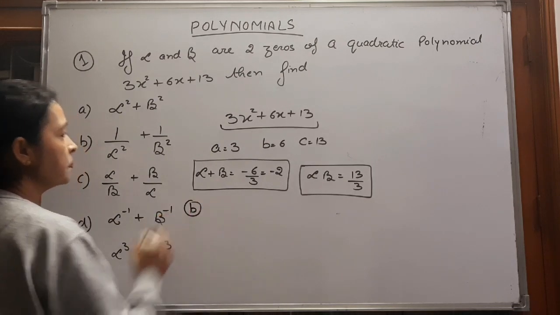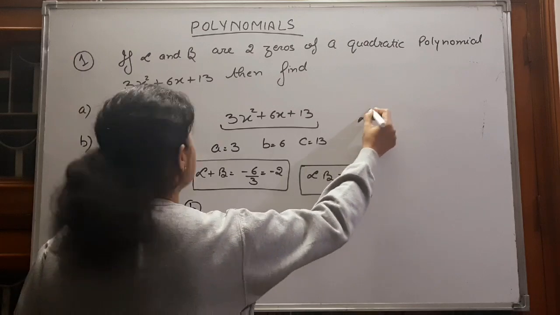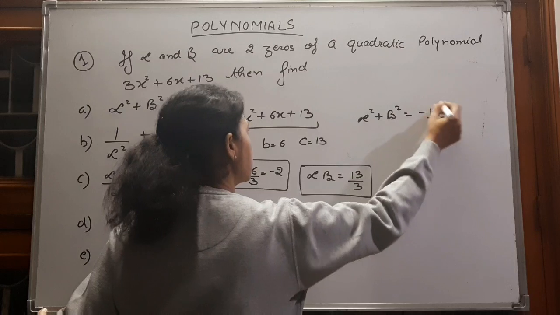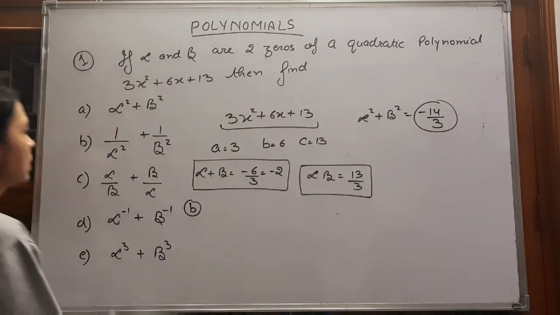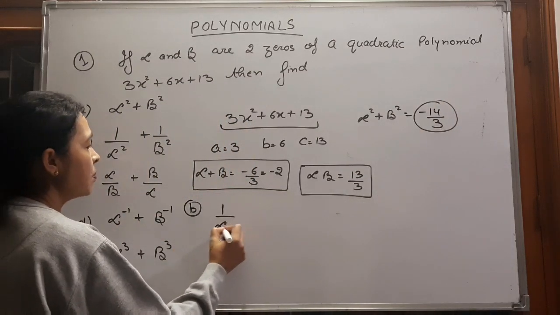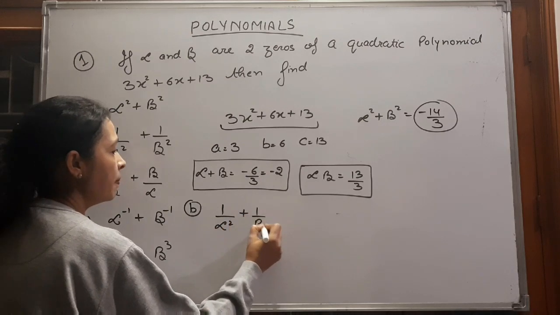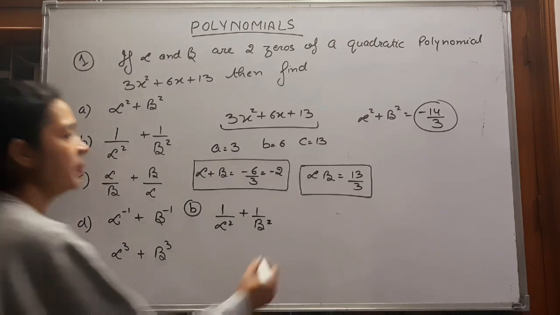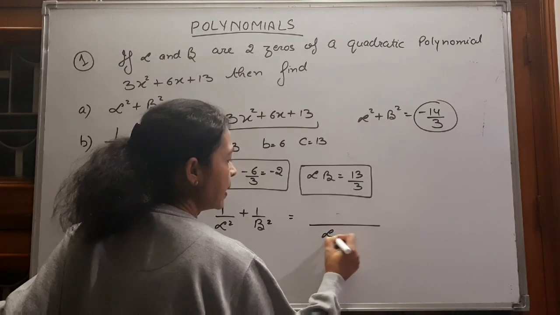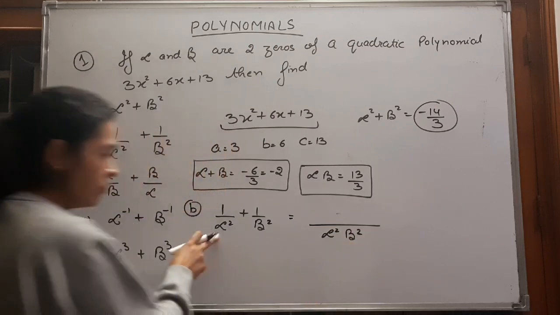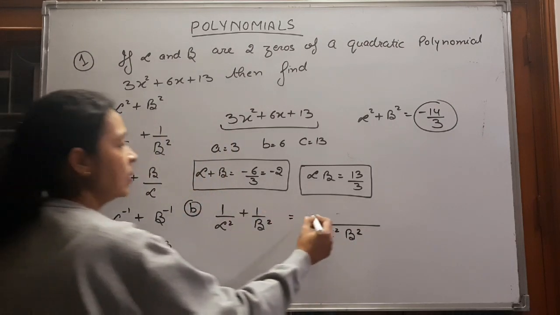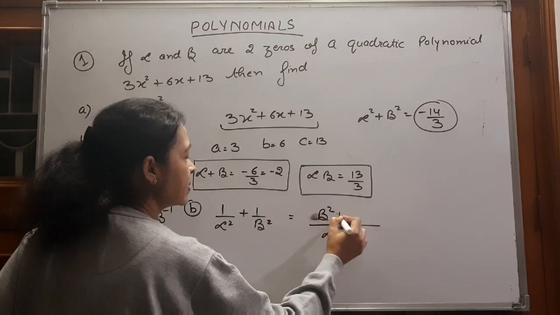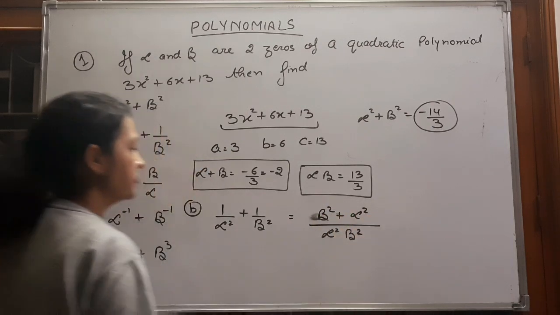Part 2, part B. We have taken alpha square plus beta square as minus 14 by 3. Now, part B is 1 upon alpha square plus 1 upon beta square. We have to find the value of 1 upon alpha square plus 1 upon beta square. Taking LCM, alpha square beta square, we have beta square plus alpha square in the numerator.